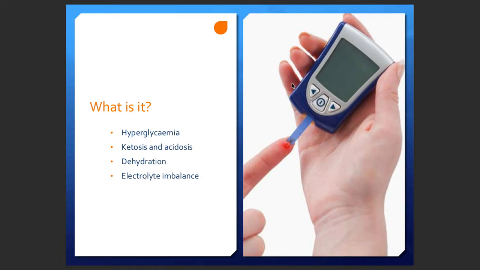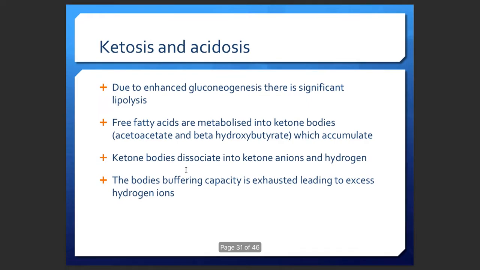That's real nice. Okay, so as we already said, what about those things? What is DKA actually? DKA: D means hyperglycemia, K means ketosis, A is for acidosis, and of course it is associated with dehydration and electrolyte imbalance as well.